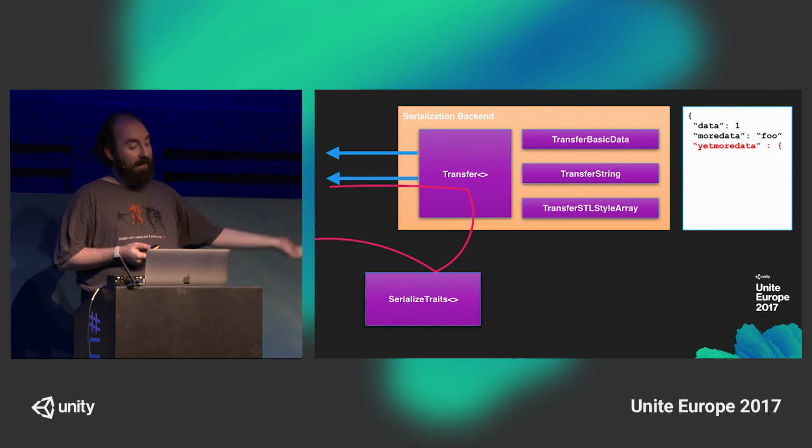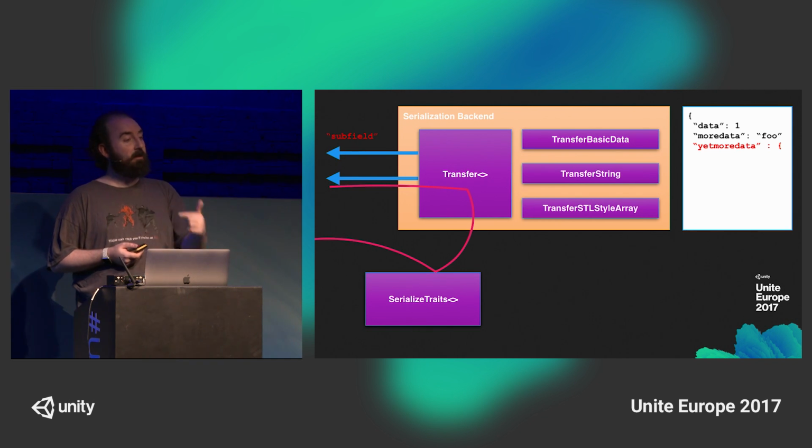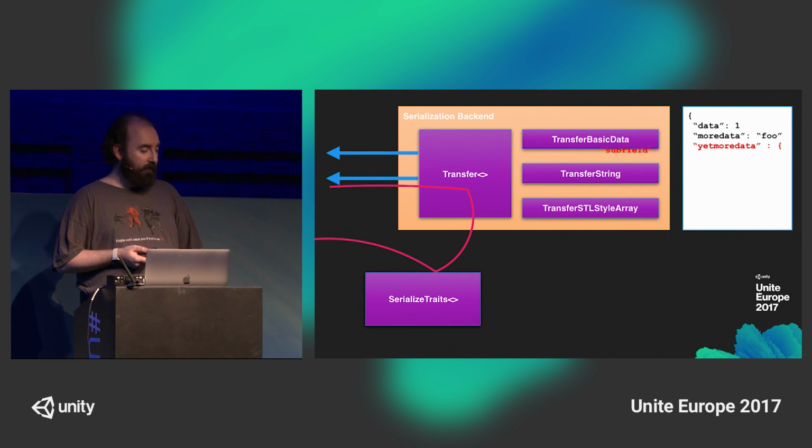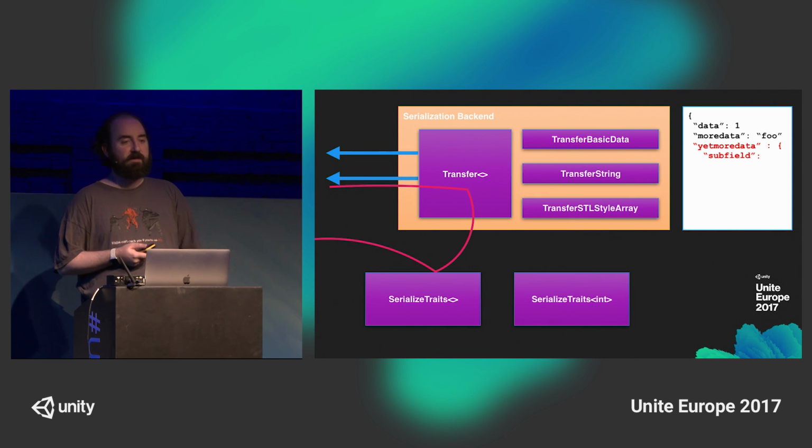And the struct is then able to call transfer itself and start feeding in its fields. So the struct then starts feeding in subfield, which is moved through as the name. And then we say, OK, well, subfield is an int. So we'll pull out serialized traits for the int.